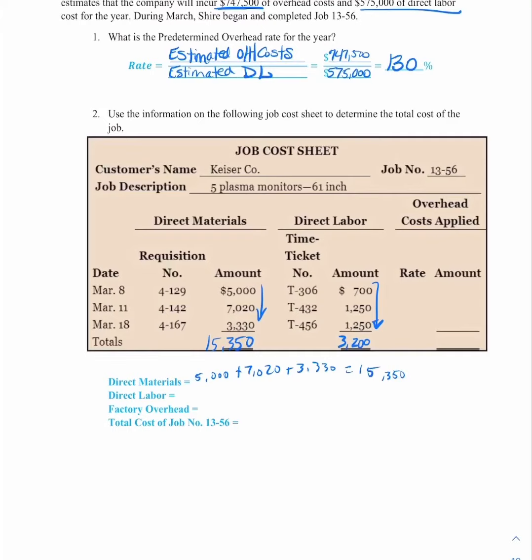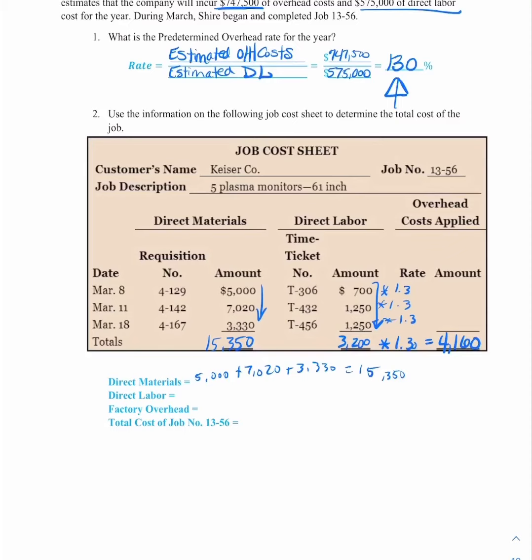Now you say, well, how on earth do we get this overhead cost applied? And I would point you back to what we did initially, which is where we got this 130%. So the shortcut method here is to just take 3,200 times 1.30. And when you do that, you will get 4,160. Conversely, you could take each one of these items times 1.3 and then add them all up, and you would get the same thing. However you feel more comfortable with is totally fine.